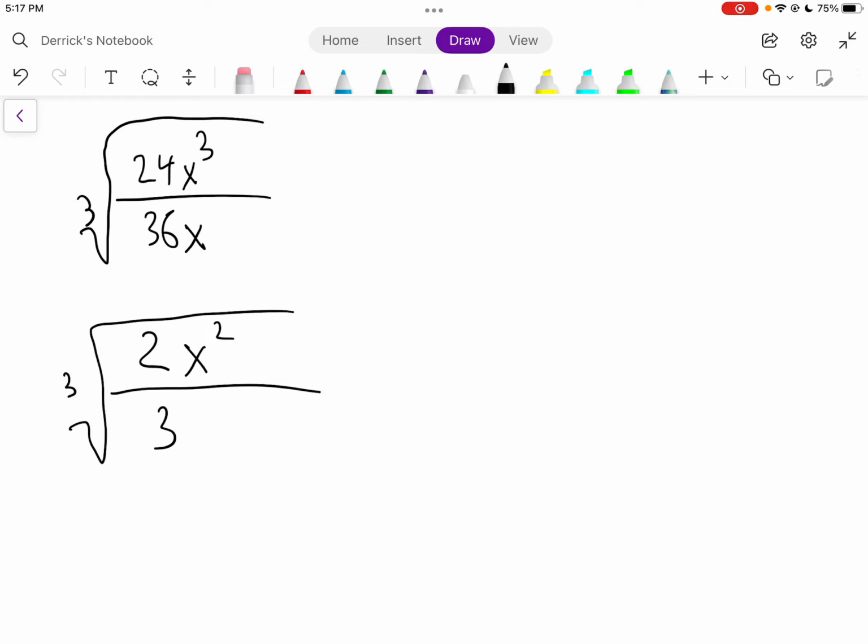So once I've simplified, I realize that I'm looking at the third root of 2x squared over 3. Or in other words, I have the third root of 2x squared over the third root of 3. Now, as it turns out, neither of those can simplify, right? I can't do the third root of 2, I can't do the third root of x squared, and I can't do the third root of 3. Usually, we would be done then.